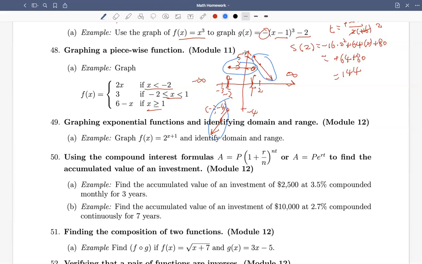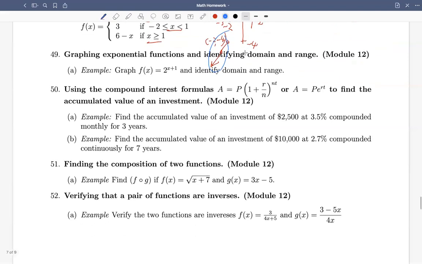Okay, 49. We want to graph this exponential function and identify domain and range. So how do we graph this? So let's simplify this a little bit.